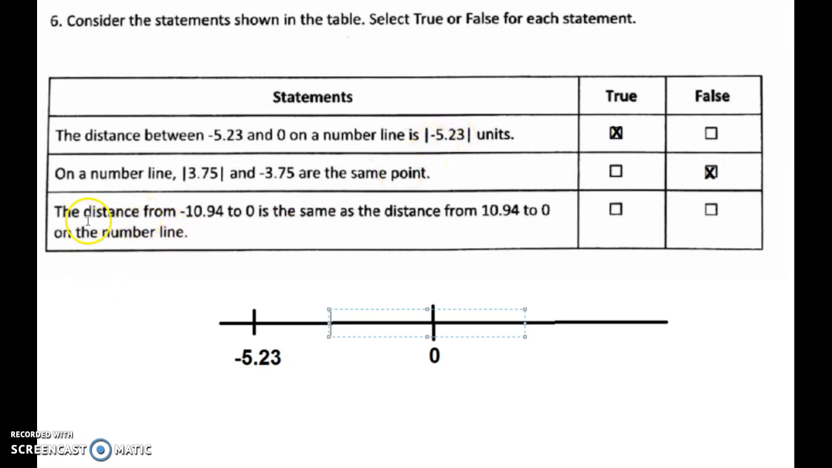And the last one, the distance from negative 10.94 to 0 is the same as the distance from 10.94 to 0 on the number line. Is that correct? If I'm over here at 10, I still have to travel 10 to get to 0, right? If I'm over here at 10, I still need to travel 10 to get to 0. So the distance is the same as long as it's the same number, whether it's negative 10.94 or 10.94. So that is true. The distance to get to 0 is the same.